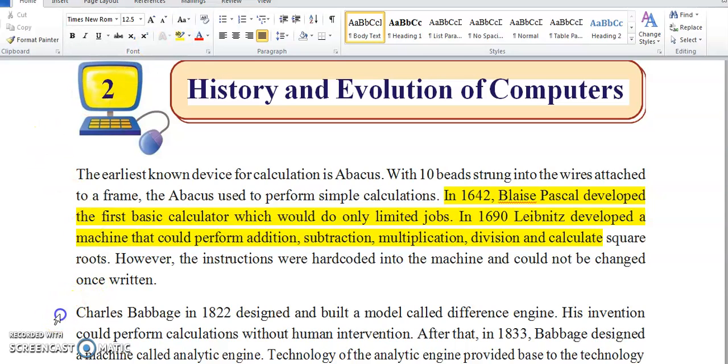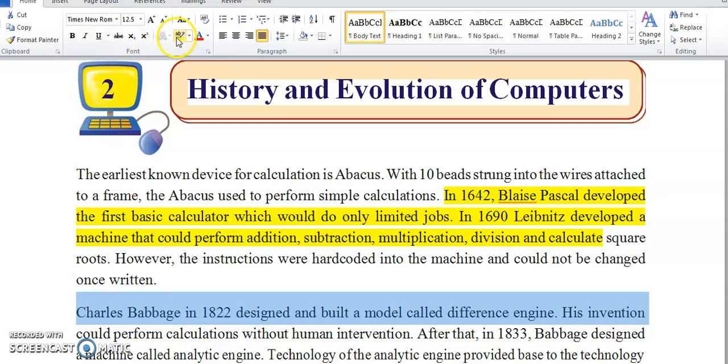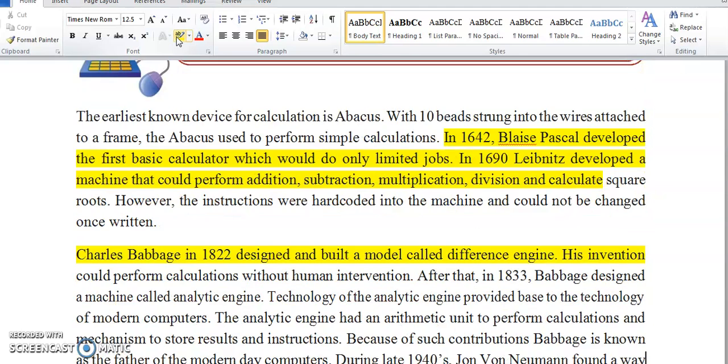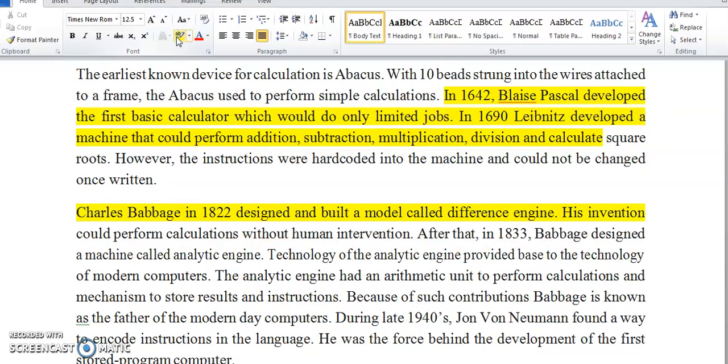Charles Babbage, this is a famous name in the computer field. In 1822, he designed and built a model called the difference engine. This invention could perform calculation without human intervention. Charles Babbage is also called the father of computer. He prepared one model. It does the calculation without human intervention. After that, in 1833, Babbage designed a machine called the analytic engine.